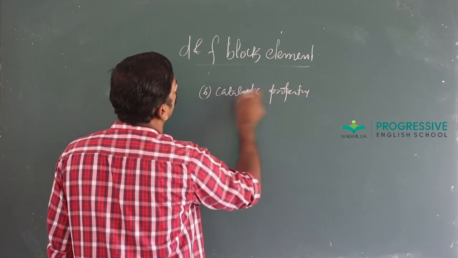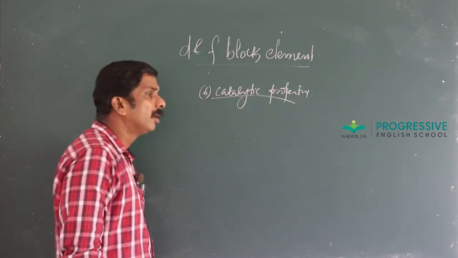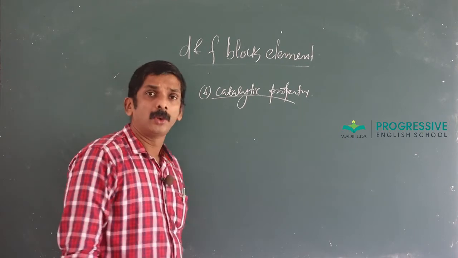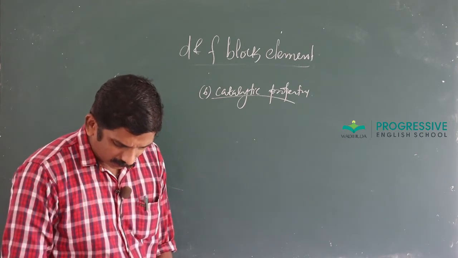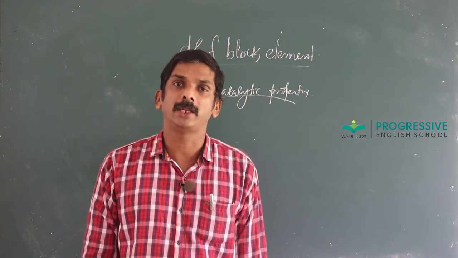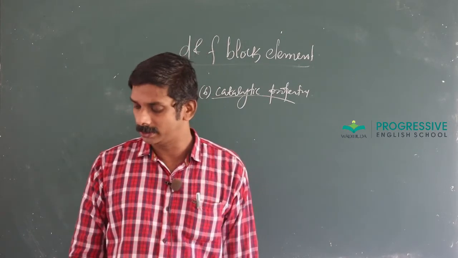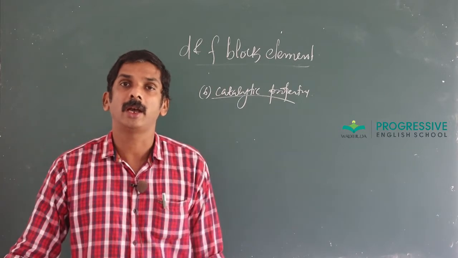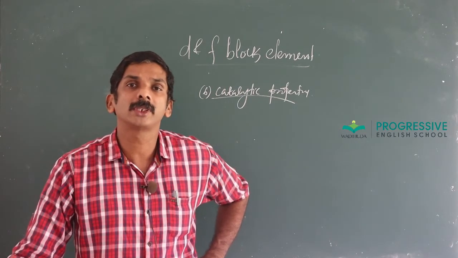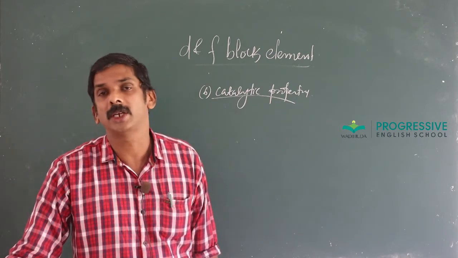Catalytic property of transition metal. Most of the transition metals and their compounds act as catalyst in various reactions. In the Haber process, spongy iron acts as a catalyst. In the contact process, vanadium pentoxide is used as a catalyst.